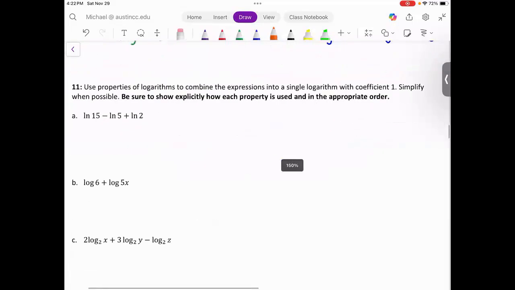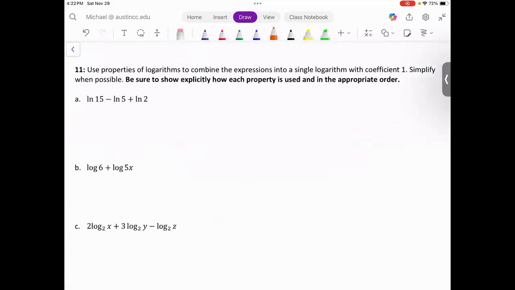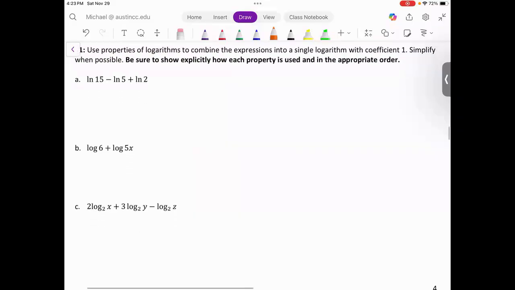And we can use these same properties to combine logarithms as well. So we want to combine all these into a single logarithm with a coefficient of 1. Simplify as much as possible. It doesn't really matter which order we do it in. So let's just go from left to right.